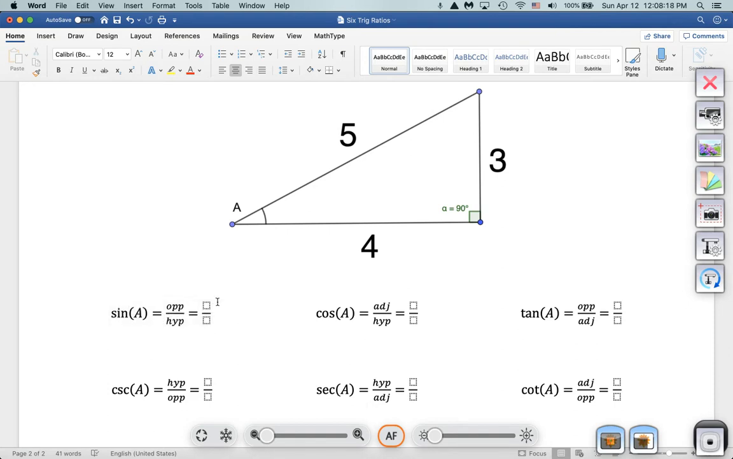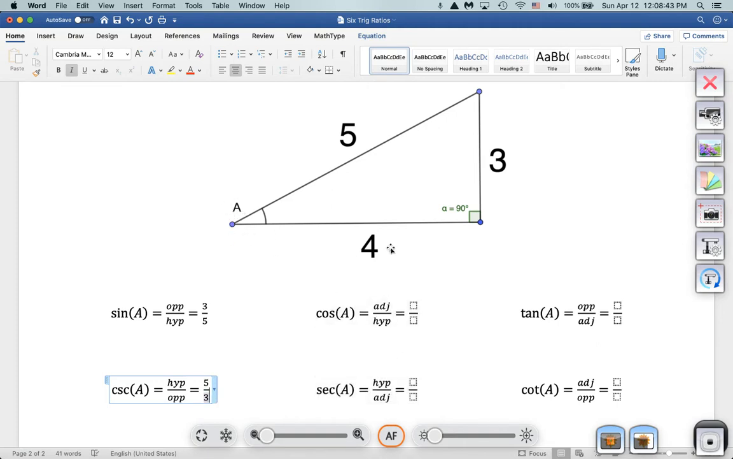So again, the sine is going to be the opposite over the hypotenuse, so the sine would just be 3 over 5. Where the cosecant is the reciprocal of that. It's the hypotenuse over the opposite. So all it is the reciprocal, or 5 over 3. Very simple. It's just flipped upside down.